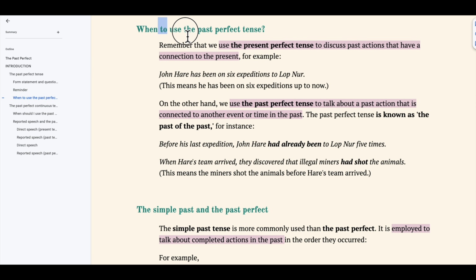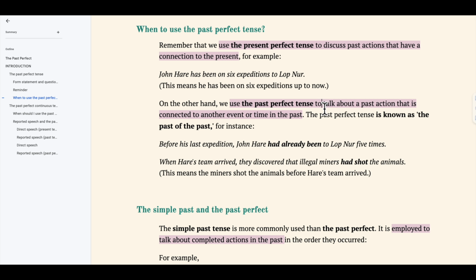When to use the past perfect tense? Very nice. Then let's explore when to use the past perfect tense in our discussions. Remember, we use the present perfect tense to talk about past actions that have a connection to the present. For instance, John Hare has been on 6 expeditions to Lop Nur, which means he has been on 6 expeditions up to now.